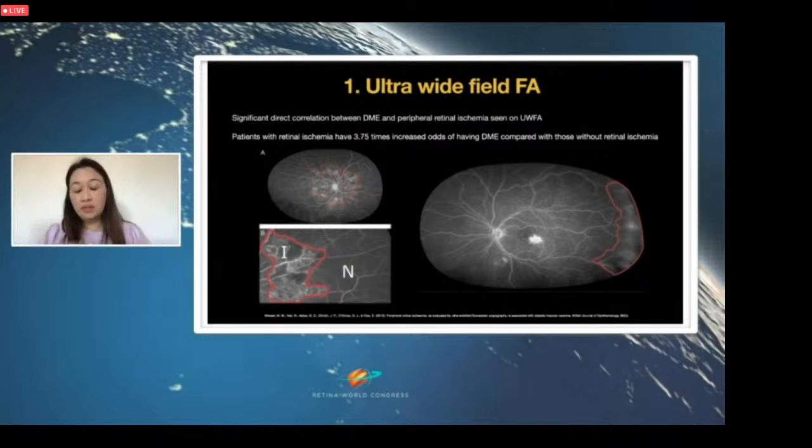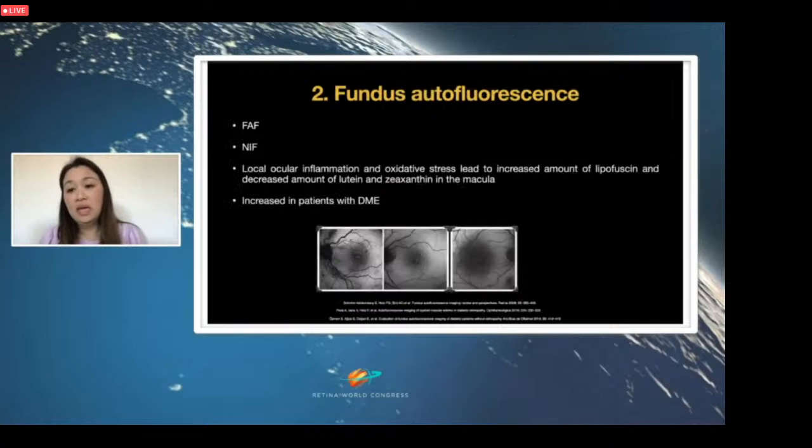And this is important because there is a significant direct correlation between DME and the peripheral retina ischemia that we can see in the FA. Also, patients with this ischemia have 3.75 times increased odds of having DME compared with those without peripheral retina ischemia. As you can see in these images, we can identify these zones, and we can also see macular ischemia in these cases.